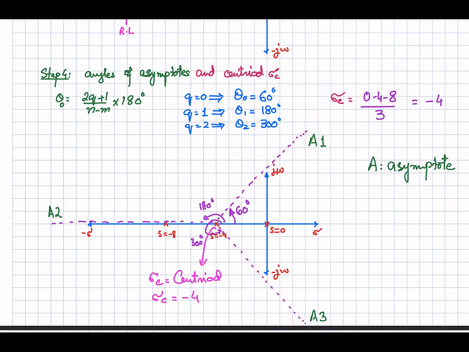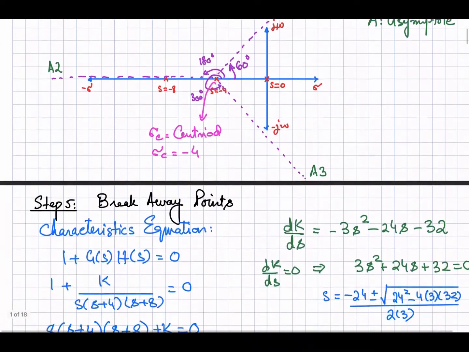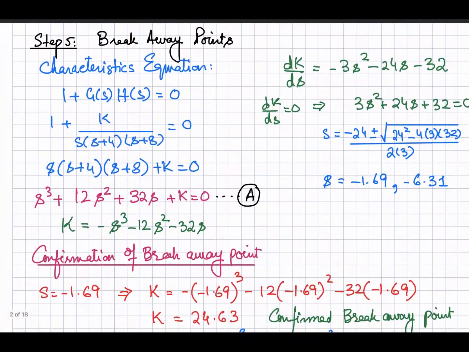Okay, so after calculating the asymptotes and centroid, now we look at the breakaway points or break-in points. Breakaway points are those from where your closed loop poles leave the real axis.